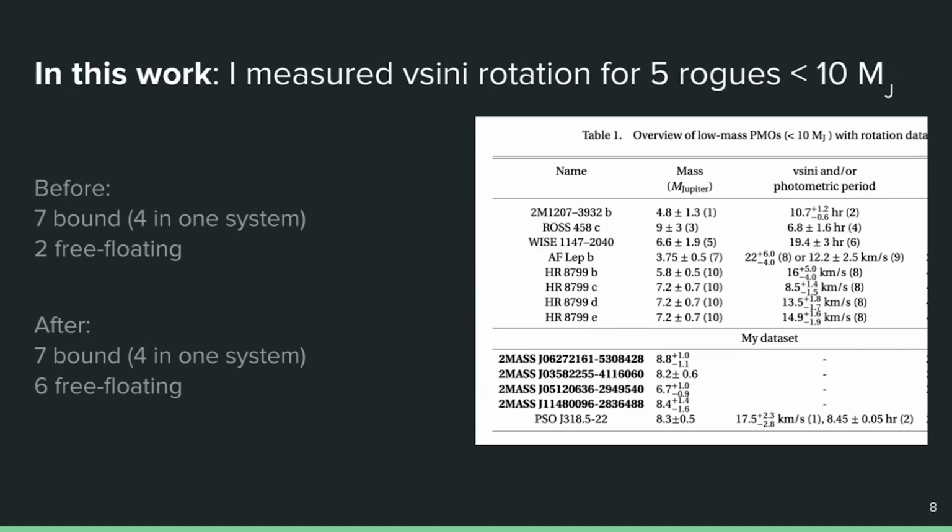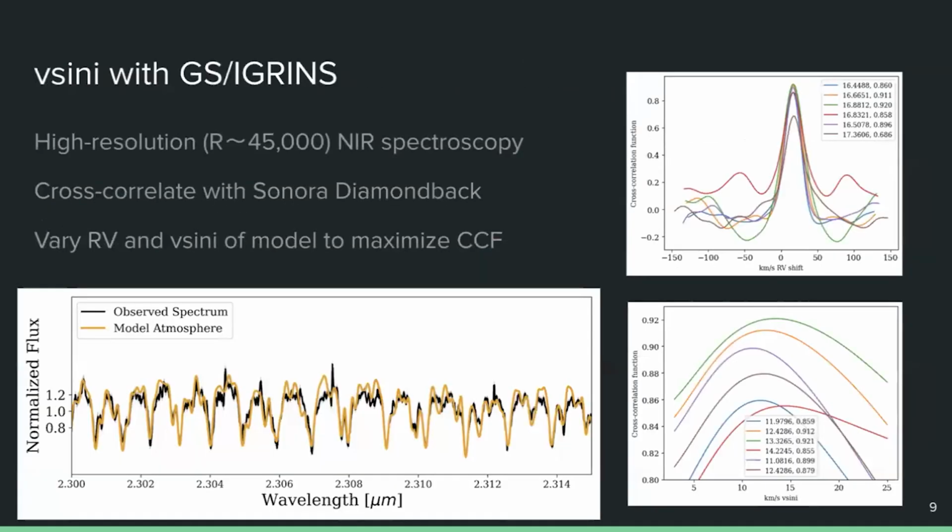Okay, just quickly tell you about the method I'm using. I'm doing V sin i with very high resolution spectroscopy. This is 45,000 resolution in near infrared, simultaneous H and K coverage with IGRINS and IGRINS 2. You take this spectrum, you cross-correlate it with a model. I'm using Sonora Diamondback. You vary the radial velocity, you vary the V sin i, and you get the fiducial values out of this. Now, I know people who do V sin i with low, like 4,000, 8,000 resolution spectra, and it comes out a little dubious.